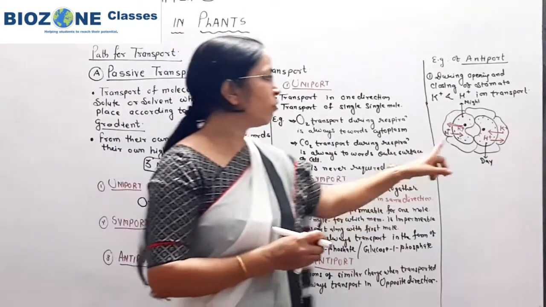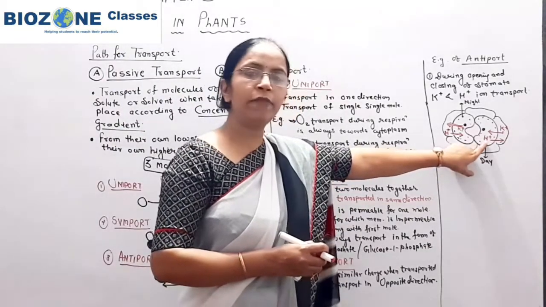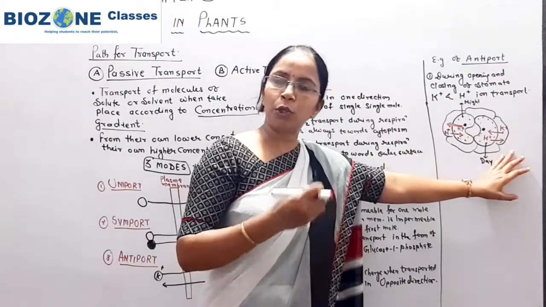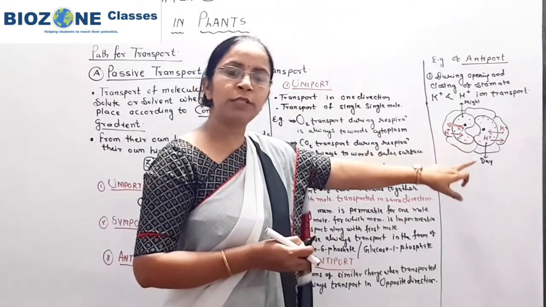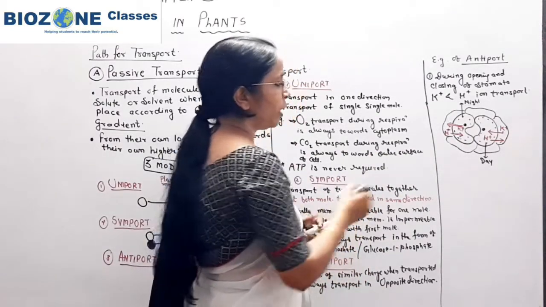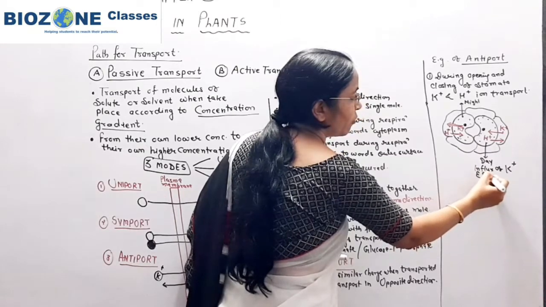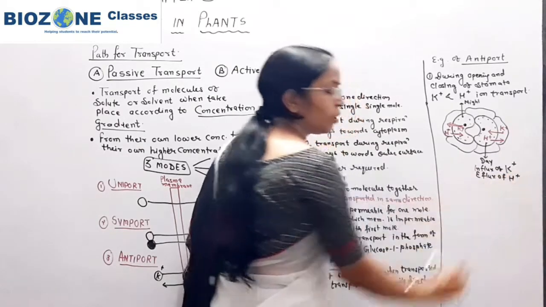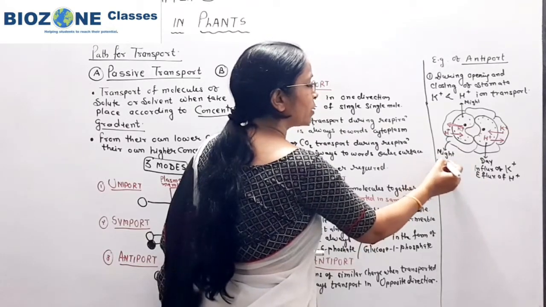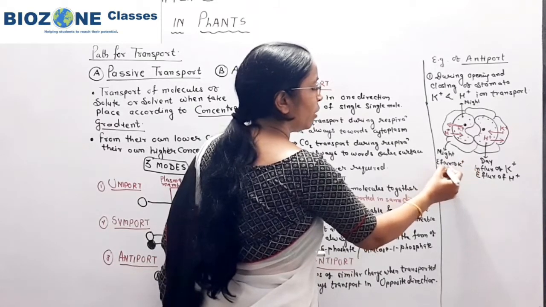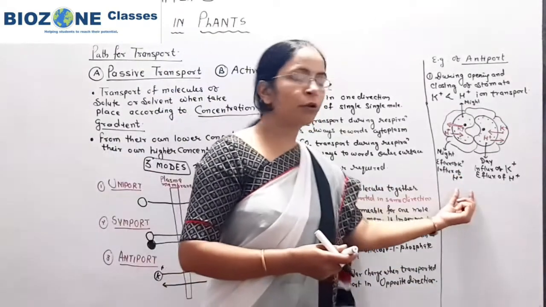In what way both directions? Firstly, ions of the same charge move in opposite directions. Secondly, during daytime the potassium ion moves into the cytoplasm, but at night time the protons are moved towards the inner side. So during daytime, simply remember, influx of potassium ion and efflux of hydrogen ion. But during night time the process is just the reverse, that is the efflux of potassium ion and influx of hydrogen ion takes place. So this is one example. Clear? This part you remember for antiport.